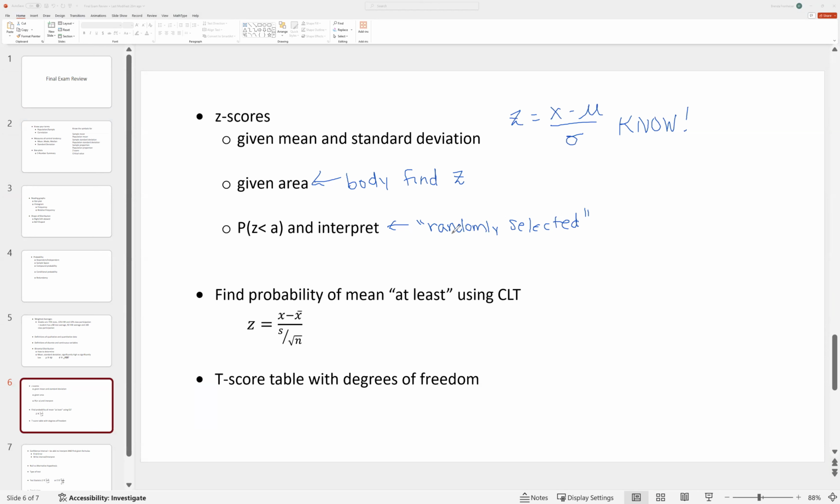All right, then we move on to the probability of finding a mean, okay, or at least using the central limit theorem. That's a thing where we have to adjust the standard deviation. I will give you this formula, be able to find a t-score with the degrees of freedom. I guess maybe z is not the only formula you need. You do need to know that the degrees of freedom is n minus 1. Okay. All right, we're getting close.